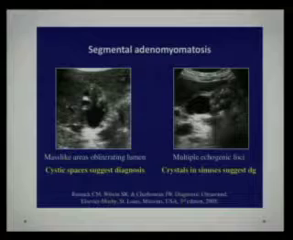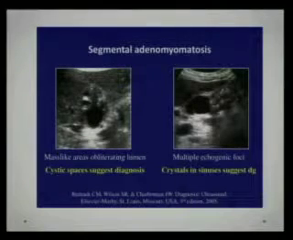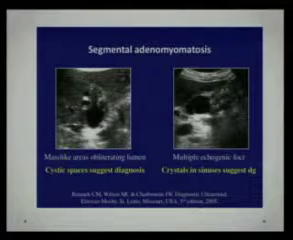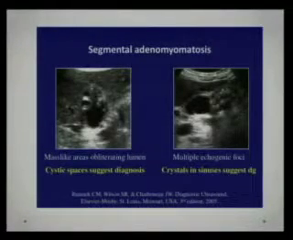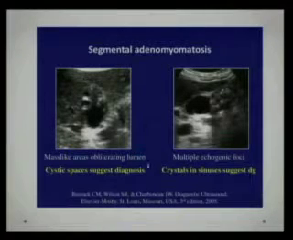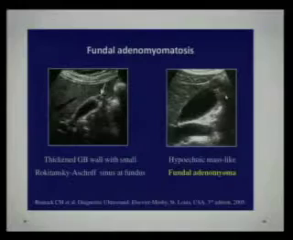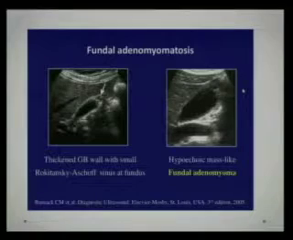In this segmental form, can we identify areas that have comet tail artifact? Yes, if we can, this was adenomyomatosis. If we cannot, then this is xanthogranulomatous cholecystitis. So they're saying crystals that are these echogenic foci, they suggest the diagnosis.